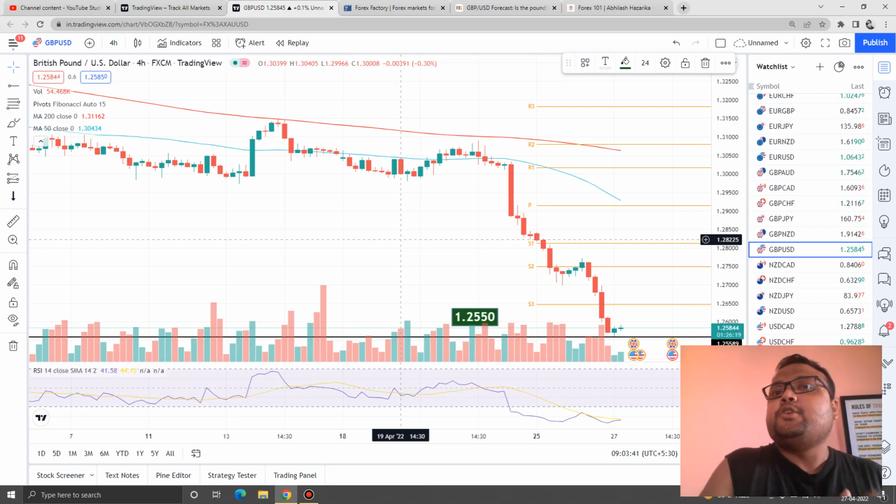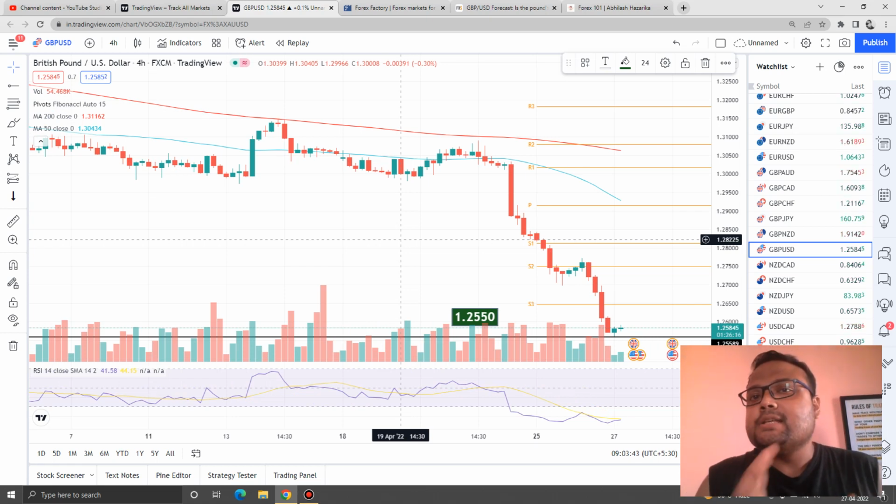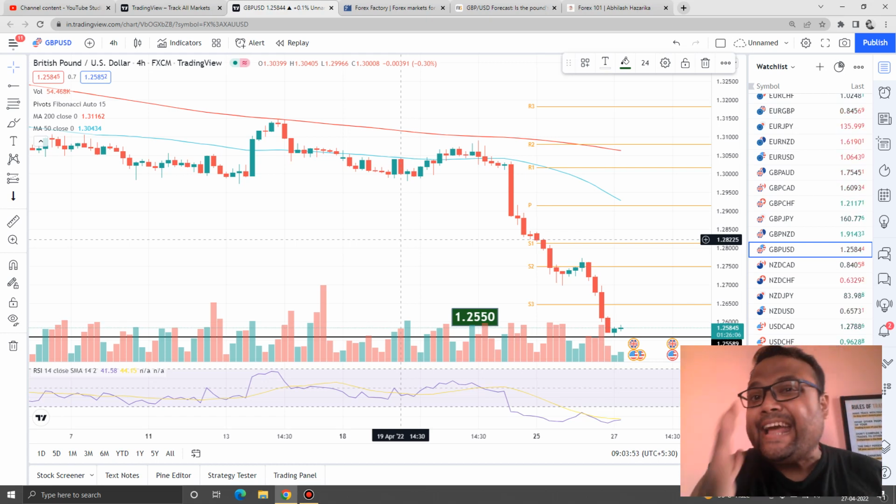Though the market is standing at this particular level, we can see that it has been standing at this level for the last 8 to 10 hours, but still there is no sign of bullishness. There is no sign of recovery as of now. This is the main reason why fundamentals dominate the market.